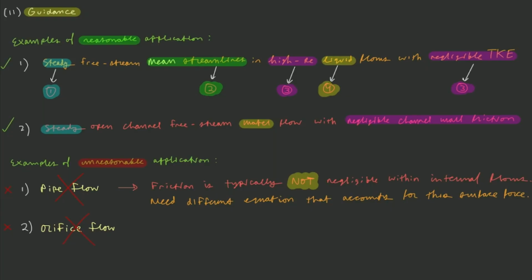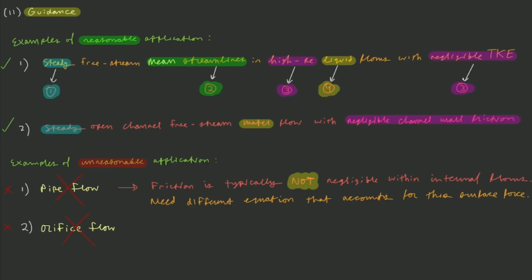A second example is orifice flow. Typically, orifice flow is associated with a lot of friction. For example, as the streamlines compress into the orifice and then expand out of the orifice again, that compression and expansion of streamlines is associated with a high degree of friction, and that amount of friction is typically not negligible in the flow field. And so if you apply Bernoulli's equation to an orifice flow problem, you will probably vastly overestimate the amount of flow you'll get for a given pressure differential.